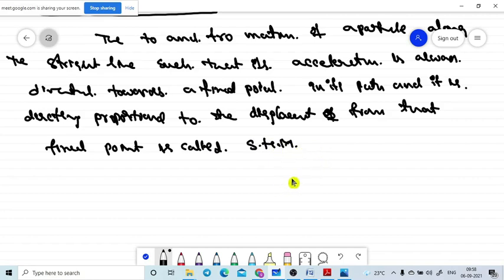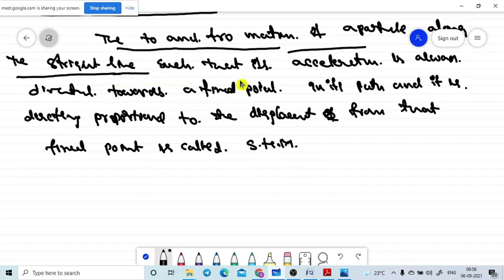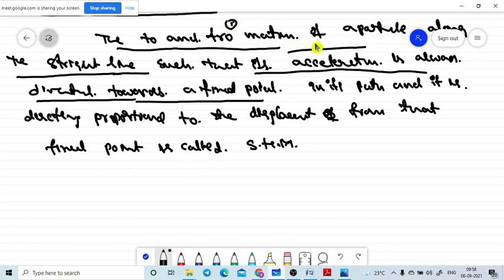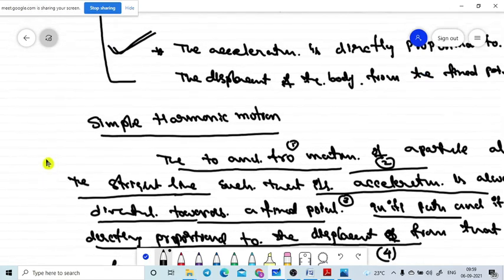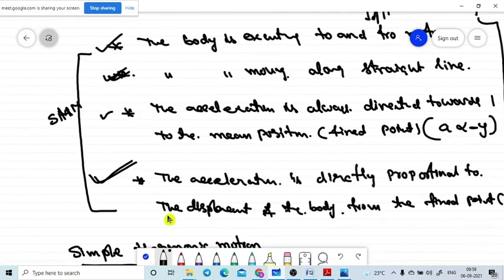So what are the conditions? The body is in to and fro motion, a particle along a straight line. Its acceleration is always directed towards the fixed point. So this is the first condition. Second condition, in the straight line. Third condition, the fixed point. Fourth condition, it is directly proportional to the displacement of the body. Then that oscillation is named simple harmonic motion. Four conditions must be satisfied. All points are written in the same one sentence. So the body is executing to and fro motion, the first condition.